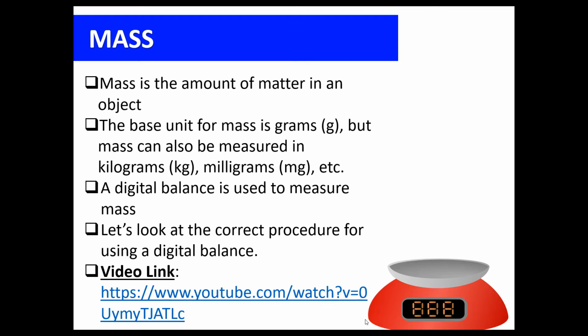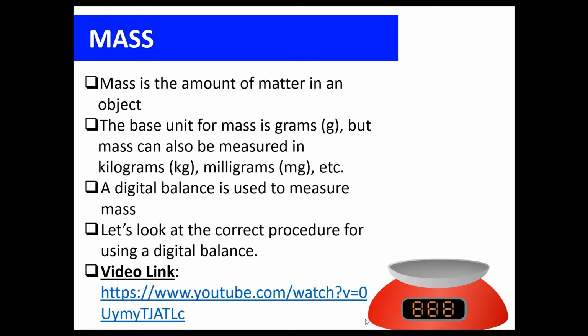All right, so by definition, we're going to start with mass. And mass is the amount of matter in an object, so how much of something there is. The base unit for mass is grams, and we can abbreviate that with a lowercase g. But now mass can also be measured. We can put prefixes on the front to make mass have different values. So we can have kilograms or milligrams, and there's others we'll talk about in just a few minutes.